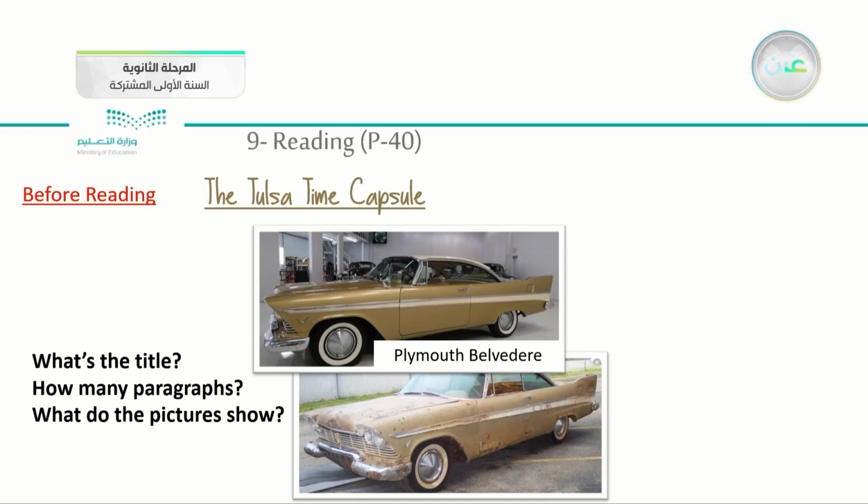What can you see in the picture? We're having a picture of the same car when it was brand new and the old Plymouth Belvedere. They called it the Plymouth, as titled here, Plymouth Belvedere. The brand new car, and 50 years later, the same car. What happened to it? Why did it look like this? Very old. Did it work? We will get to know.